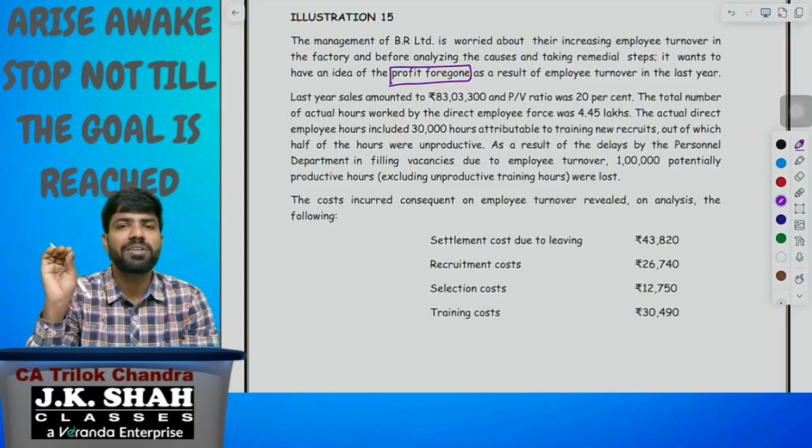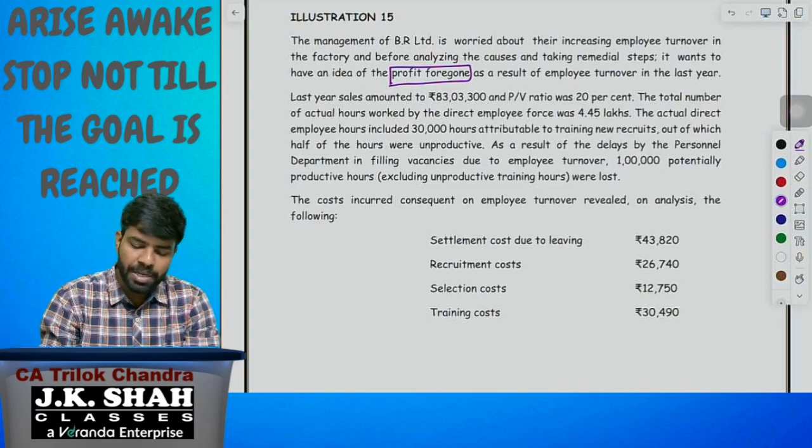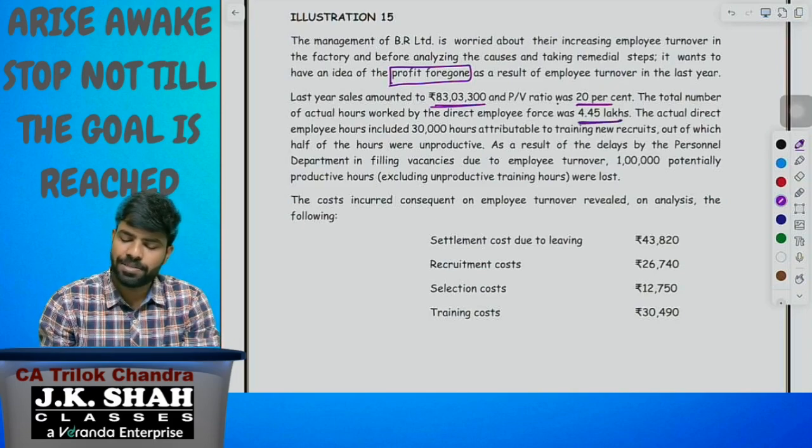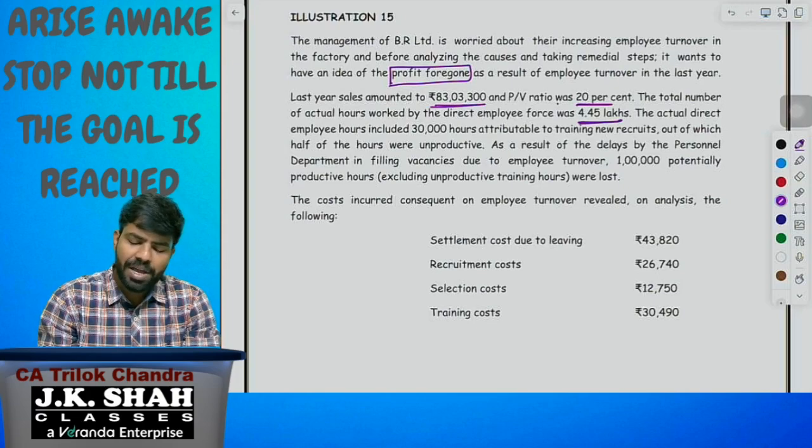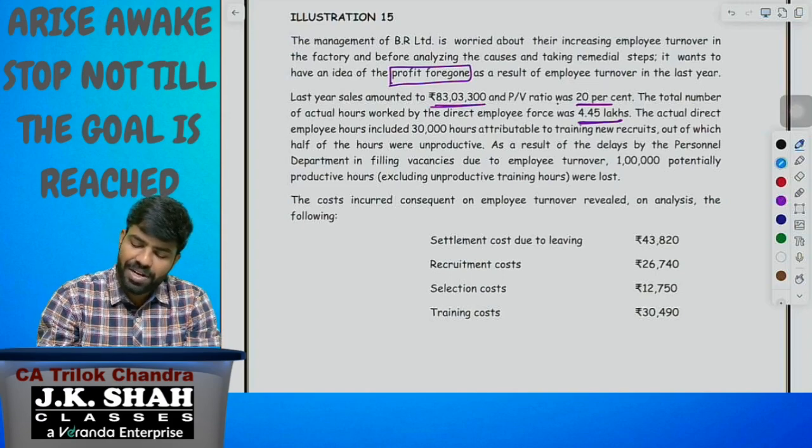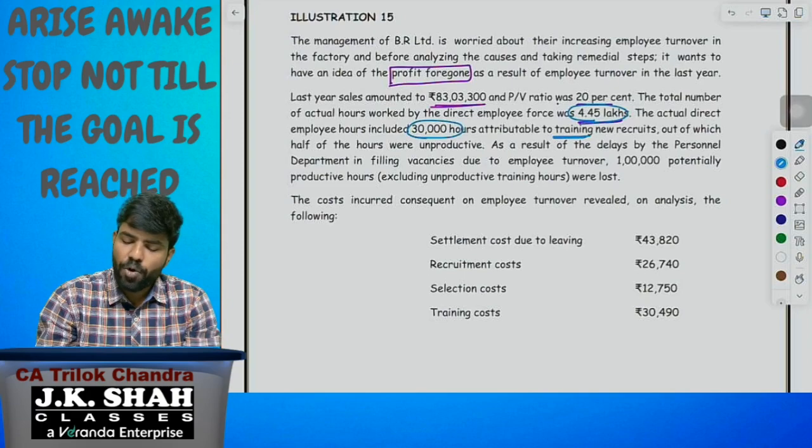Let us see what costs are incurred towards labor turnover. Look here. Last year sales amounted to 83,03,300. PV ratio was 20%. Total number of actual hours worked by the direct employee force is 4.45 lakhs. The actual direct employee hours included 30,000 hours attributable to training new recruits. So please understand, the actual hours worked is 4.45 lakhs, and this includes 30,000 hours worked by the training people.